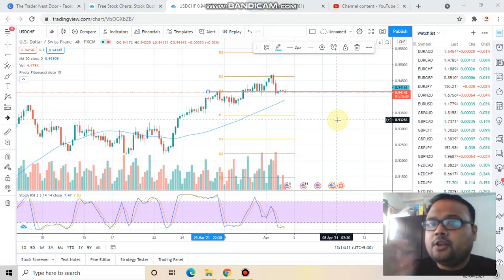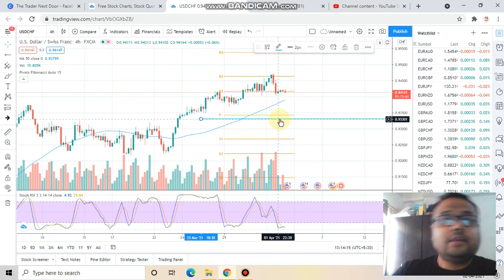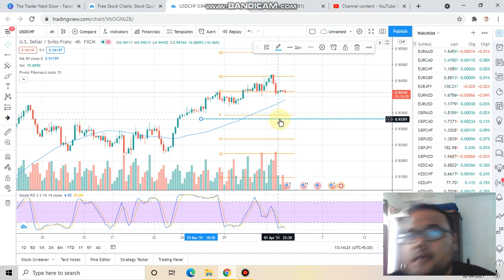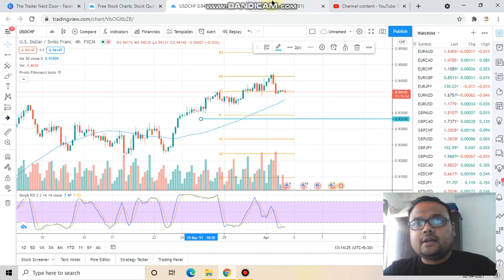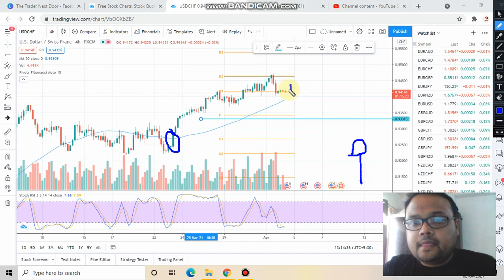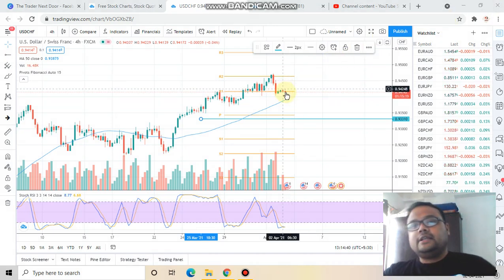So what do you need to do? As you can see right now, market is not giving us a confirmation that yes, I'm ready to go up. So just wait for some time and wait for the market to go up. Once you get a confirmation in the form of a hammer pattern or a big green candle like this, you can go ahead and buy just above this line or this support.